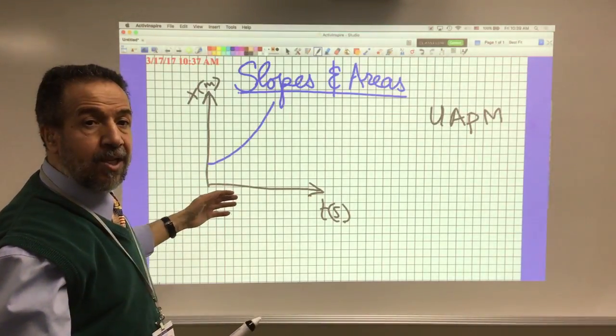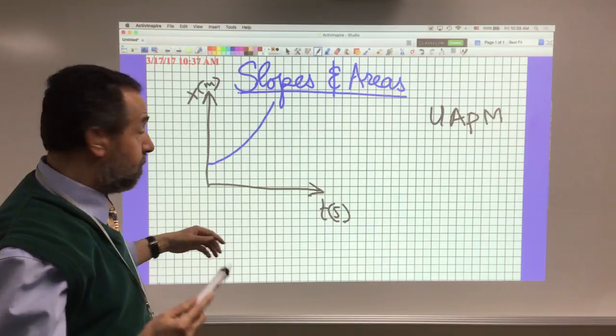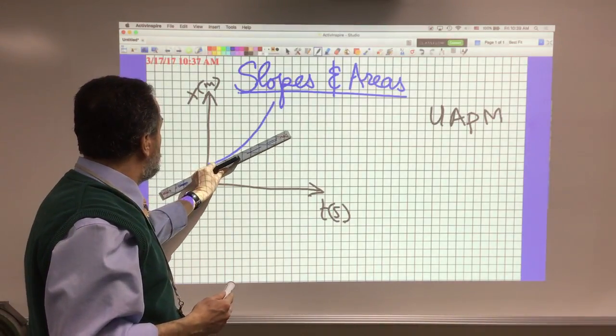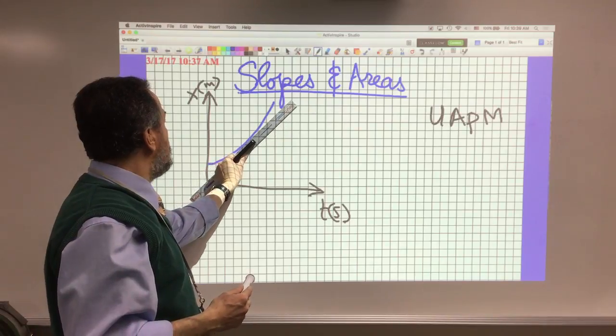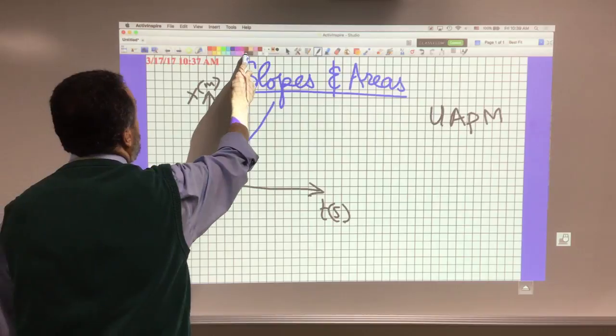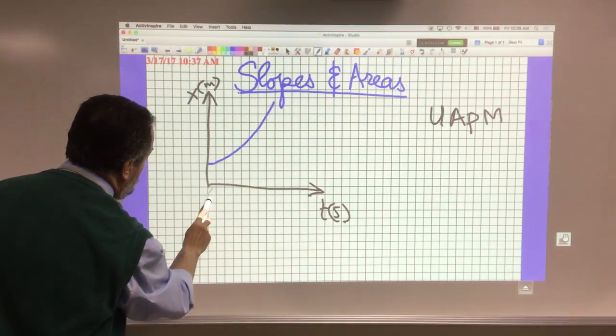At this point, we introduced the idea of instantaneous velocity, meaning the velocity at any given instant, and we said that it has something to do with the slope. As you can see here, the slope of what? The slope of the tangent.